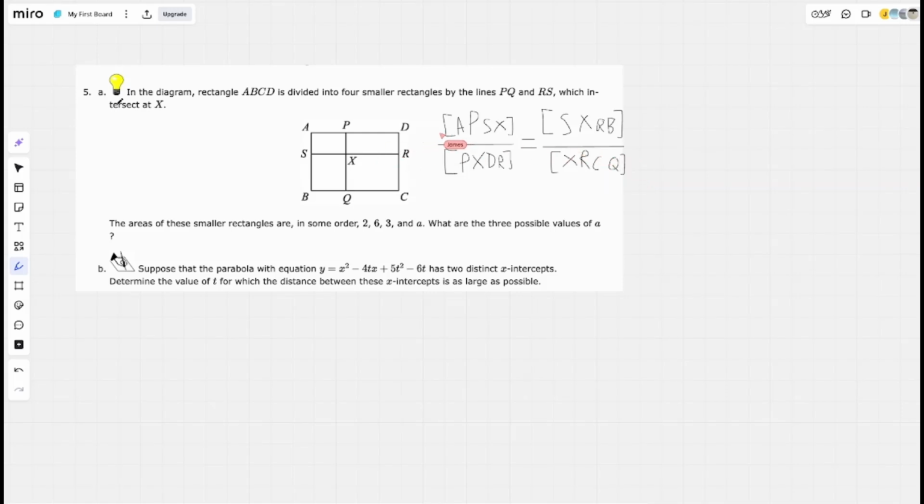these rectangles, for example, APSX and PXDR, have the same height, but their base, which ultimately determines their area ratio, is different. So the area ratio between APSX and PXDR is the same ratio as SX and XR. And since the same can be said for the lower rectangles, SXQB and XRCQ, their area ratios are equal because they're both equal to SX over XR.